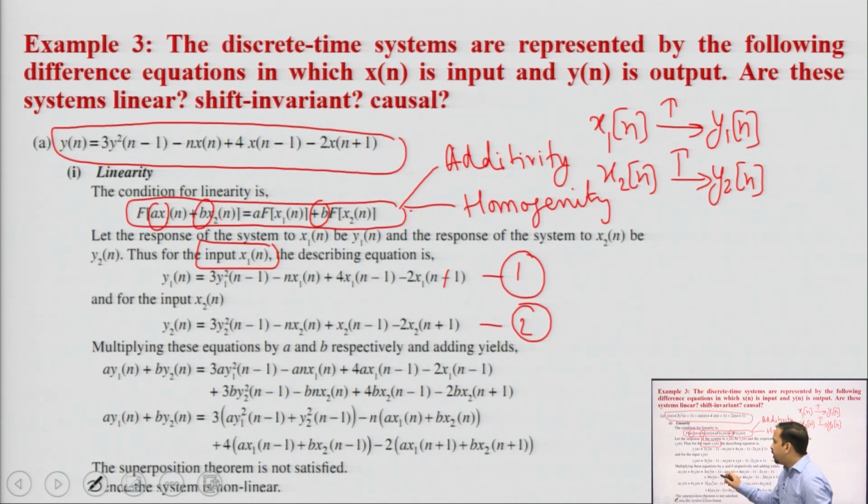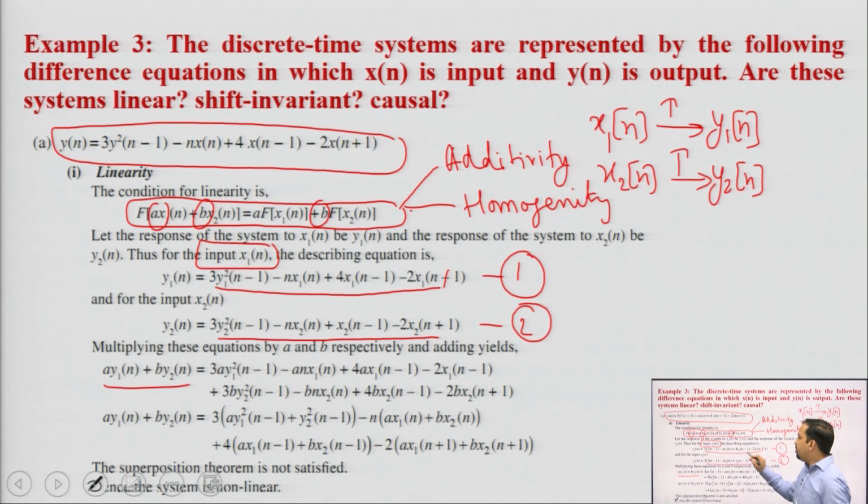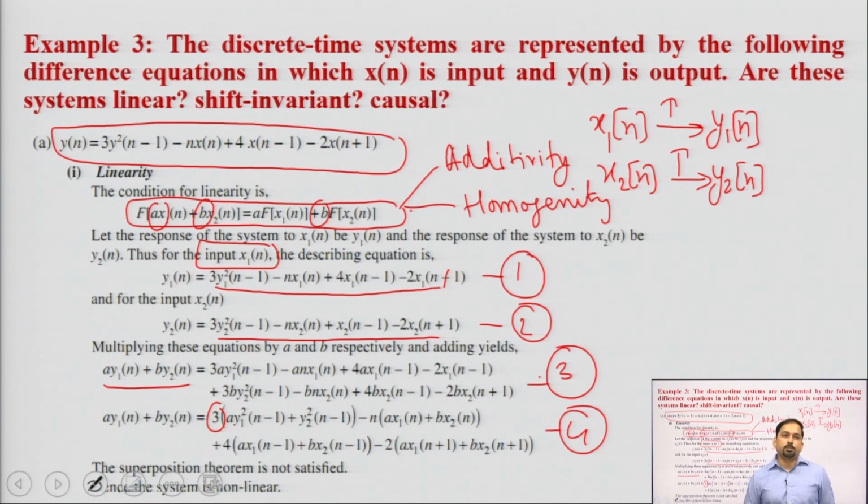So, what we are getting on the left hand side is a times y1(n) plus b times y2(n). Now, on the right, we multiply by a and b, and we take common terms. Let's take common in the next step. So, we are getting 3a y1 square plus 3b y2 square (n minus 1). Similarly, we are getting these terms also, and taking some common from this third equation, we get this fourth equation. So, this is the first part.